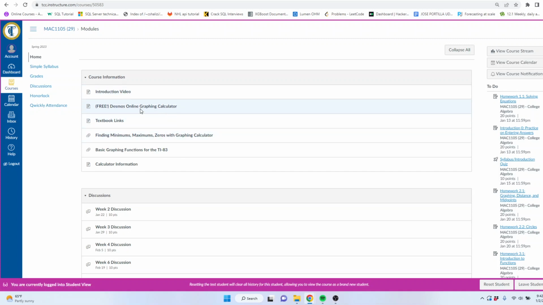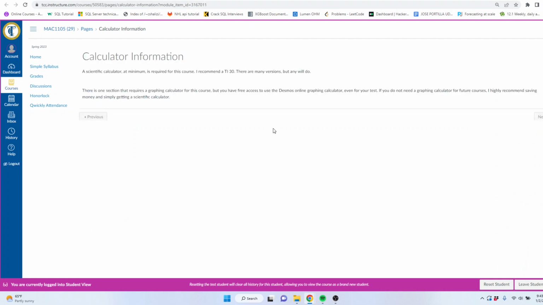There is a free online graphing calculator, but what I'll do is I'll go to calculator information first, talk about that, because this is a math class. You do need a calculator. A scientific calculator at minimum is required for this course. There are a lot of different versions of the TI-30, but ranging between 10, I think, and $20-ish. It doesn't really matter which version you buy, but that's plenty good for what we do.